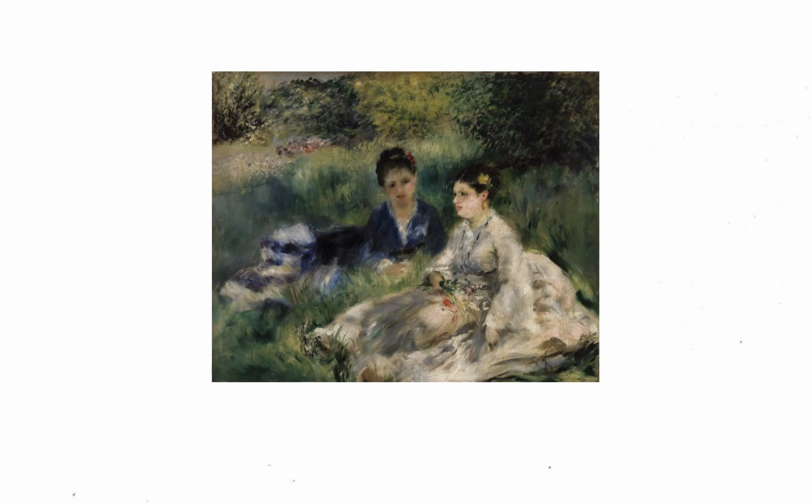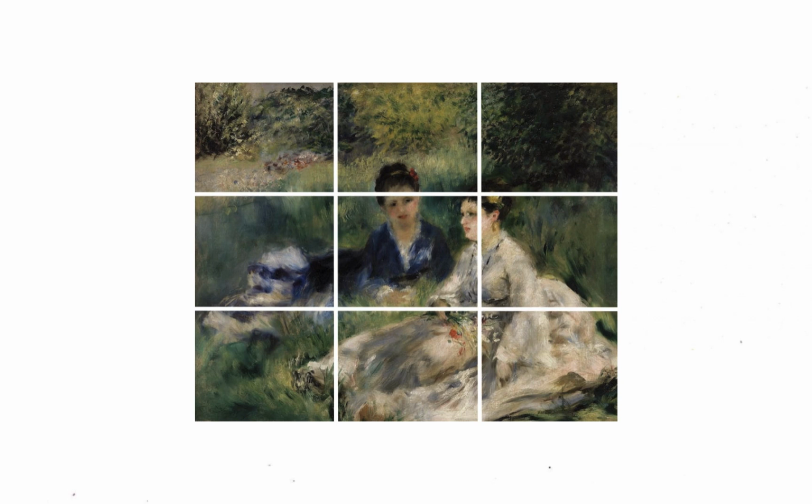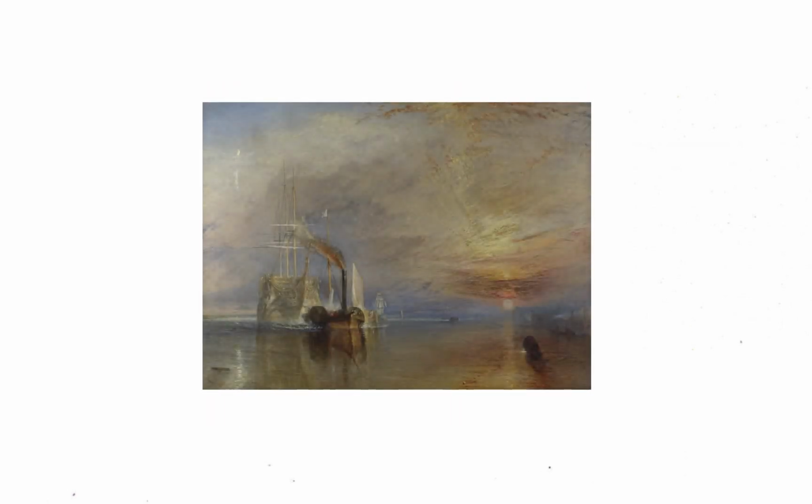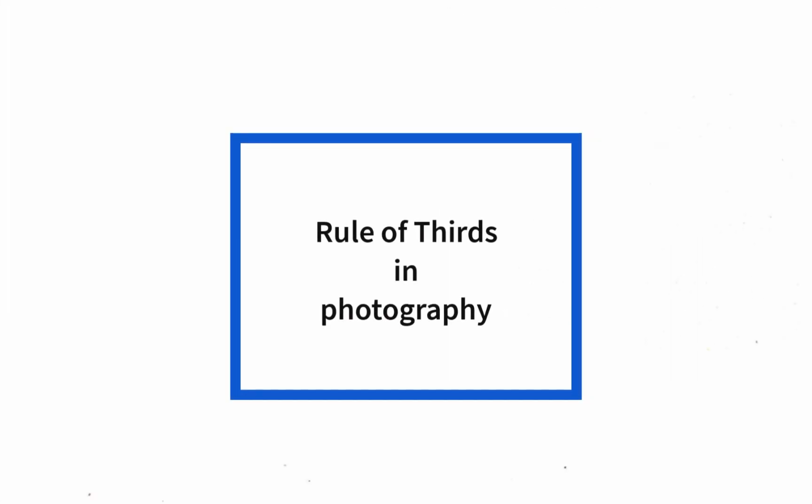Now let's take a look at this painting from Renoir called On the Grass. Looking at it with the invisible grid, notice how the 2 women are positioned along multiple lines of the grid. Here's another example from Turner called The Fighting Temeraire. This is a landscape painting instead of one with 2-person subjects. Looking at the grid, you can see how the ship intersects the upper and lower horizontal line, and the girl is positioned in the right corner of the foreground. This makes for a very interesting composition that is also aesthetically pleasing. Now we're ready to take a look at how the rule of thirds is applied to photography.